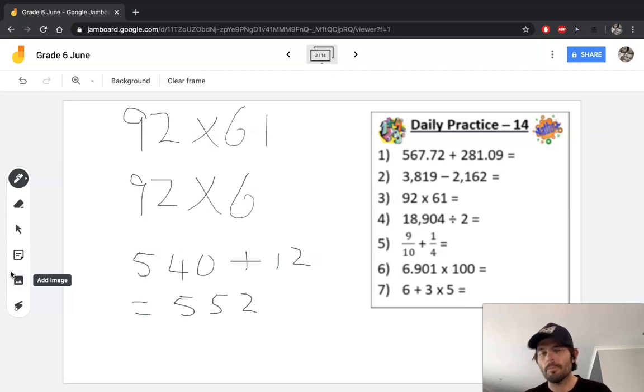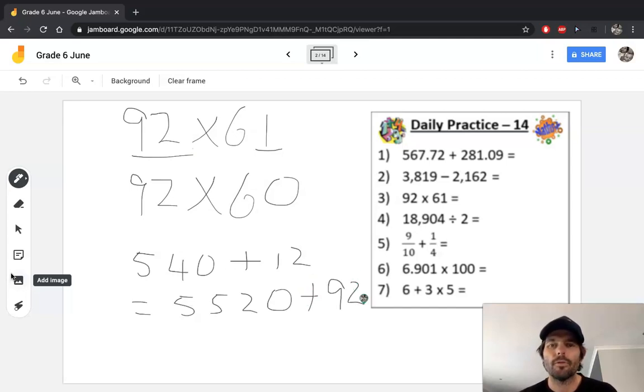But remember, we've multiplied by 60, so we need to include that 0 for the multiple of 10. And then I've still got to add on 1 multiplied by 92. So I need to add on 92 to 5,520. And that's going to give me an answer of 5,612. So that's one method.